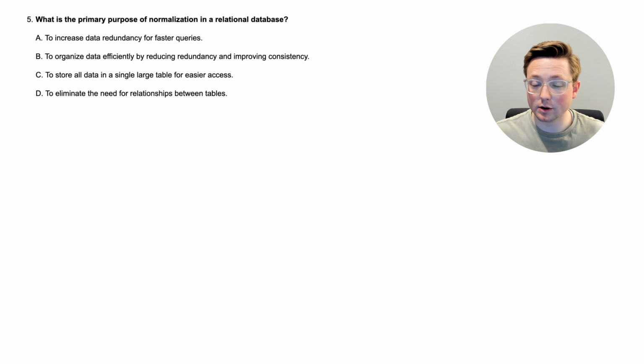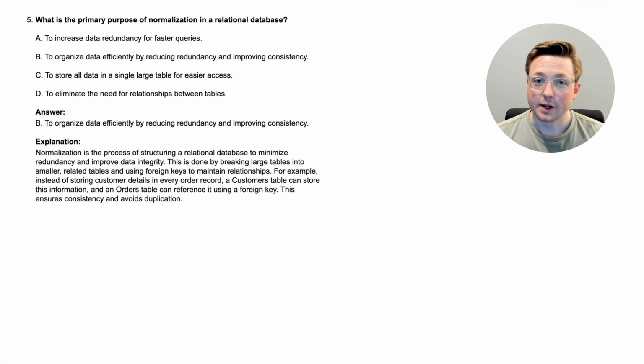Now, if you have no idea what normalization is, that's okay. We're going to look at the answer in a second. But if you have an idea of what this is, pause the video and think through this so you can pick the correct answer. And when you're ready, come back, we'll look at the answer together. All right, here we are. The answer is B, to organize data efficiently by reducing redundancy and improving consistency.